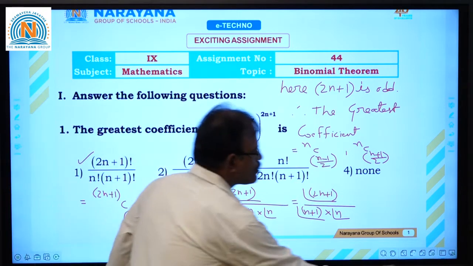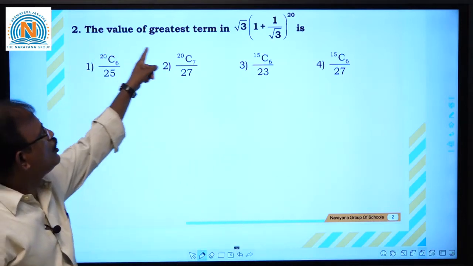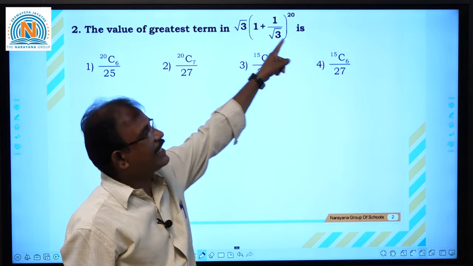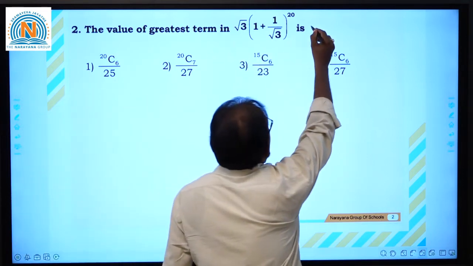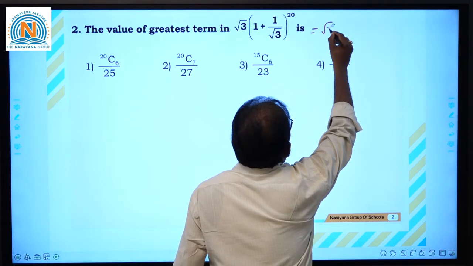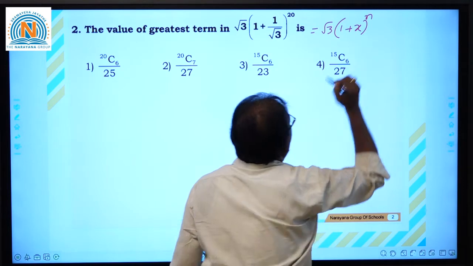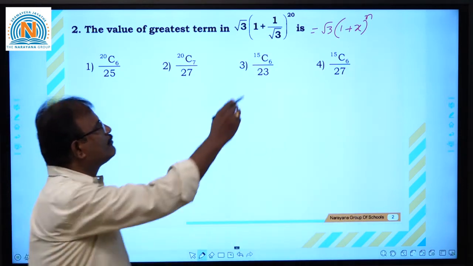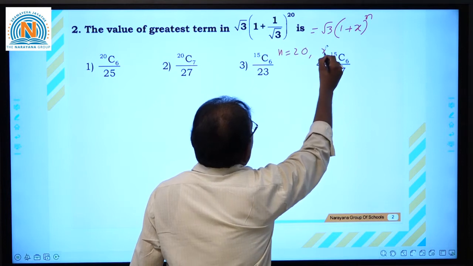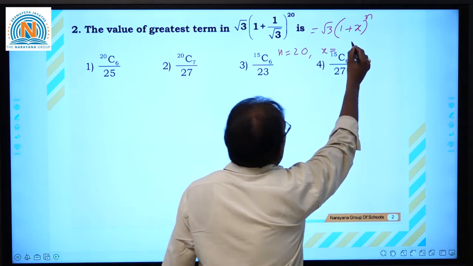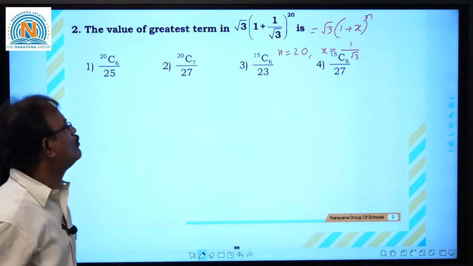Okay children, so our next one: the value of the greatest term in this expansion. If you observe clearly, this is in the form of root 3 into (1+x) to the power n. From that, n is equal to 20 and x is equal to 1 by root 3.